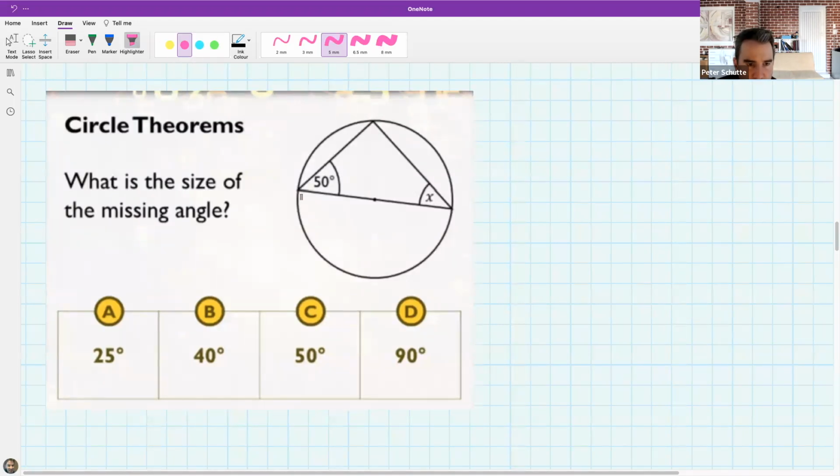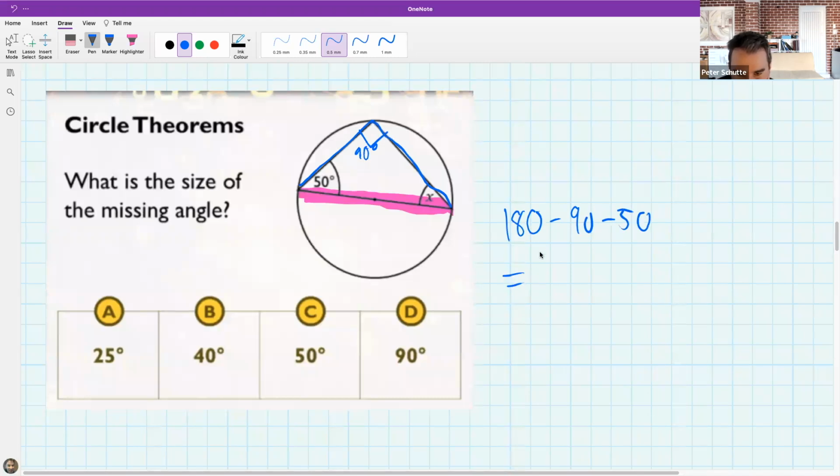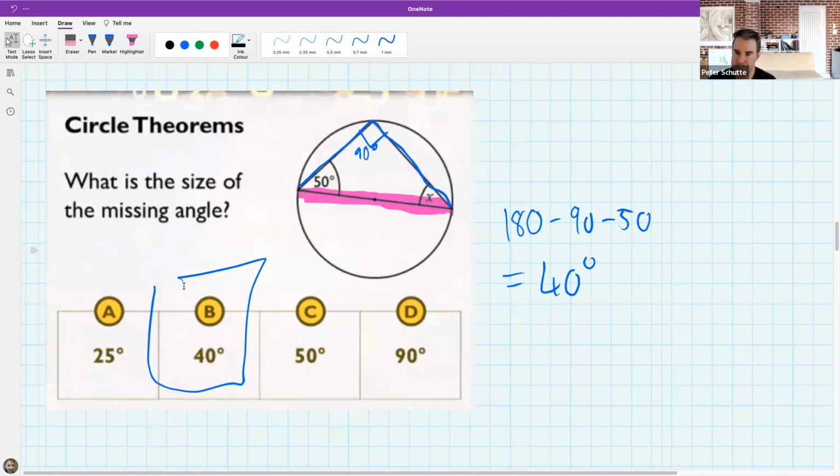Okay, well, first of all, ask yourself, is this a diameter? I think it is. Then ask yourself, what is this angle over here going to be equal to? Well, based on the theorem I did now, that would be 90. But I still haven't got x. And to get x, I need to go 180 minus 90 minus 50. So 180 minus 90 is 90, minus 50 is 40. And so my answer would be that one over there, 40.